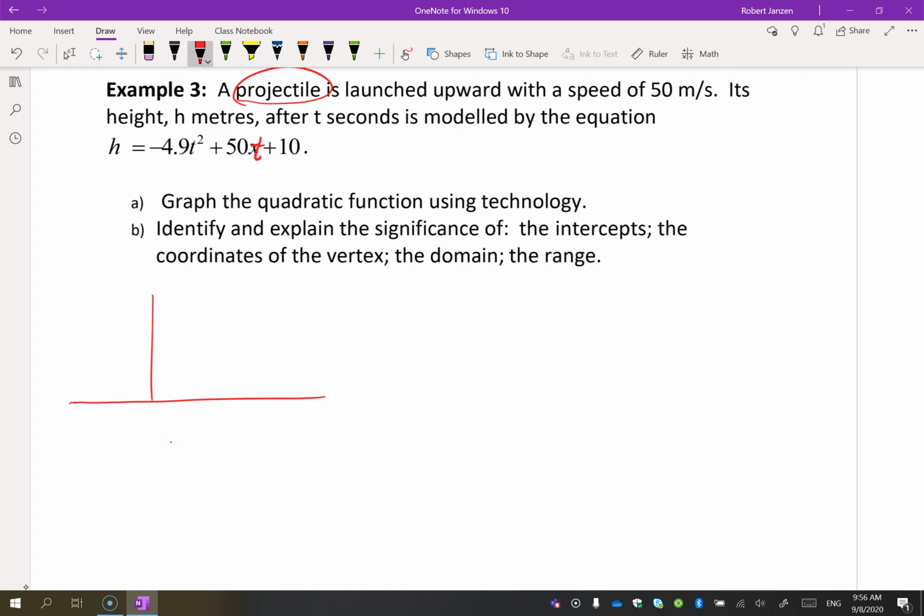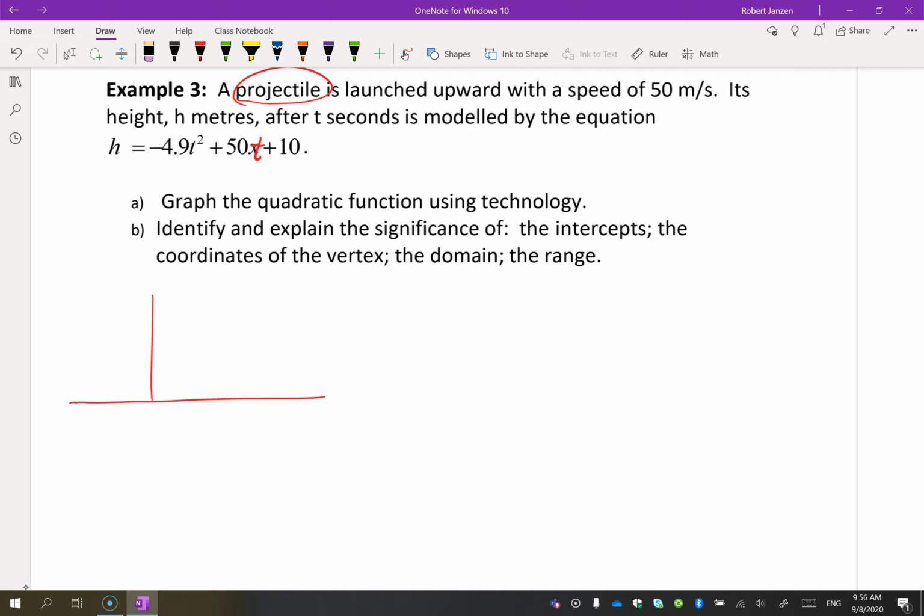Now, the other graphs I did, I used a Cartesian plane like that. Why am I not going to use a Cartesian plane? Why am I not caring about what's down here? Well, that variable is height. You can't have something go into a negative height, because that would mean it would go into the ground.